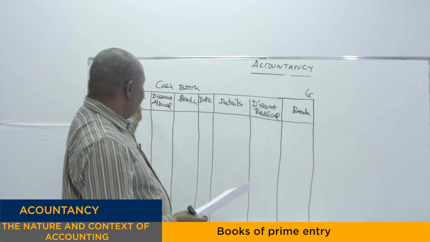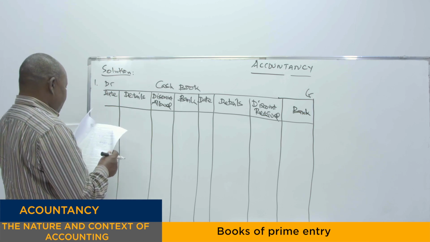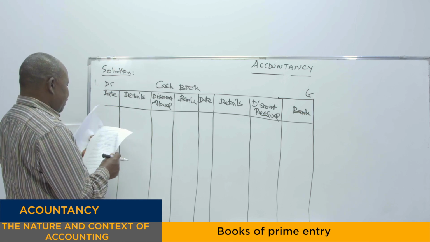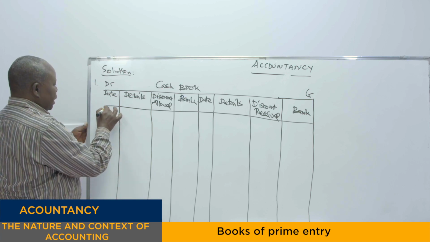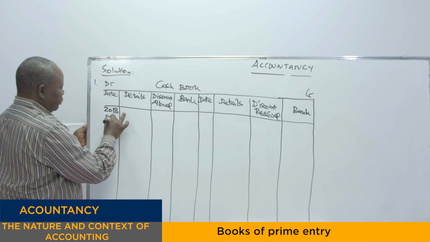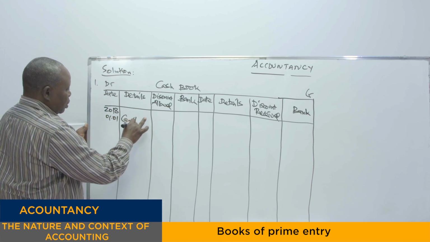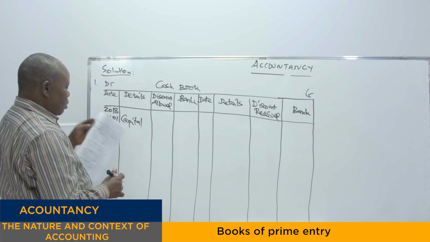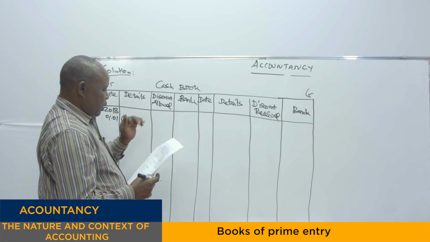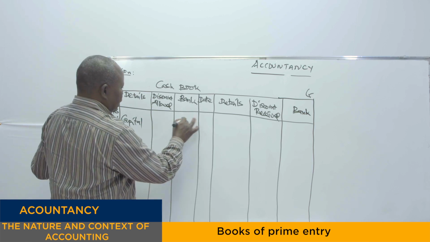So we write it on the debit side. So the year here, it's 2018, 1st January, capital. Now we have the column for discount and the bank. So we'll post it into bank.